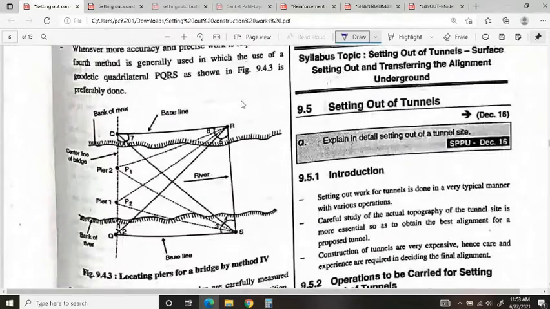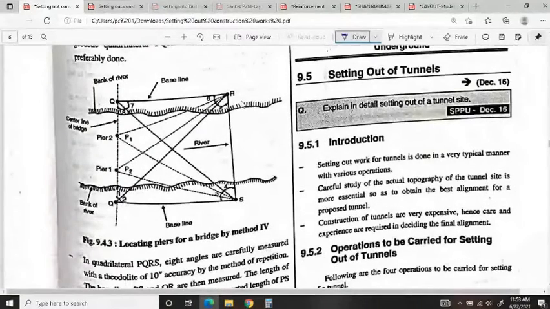So we have remaining other methods. Just go through these things. Here also you can see the river is flowing in this way.